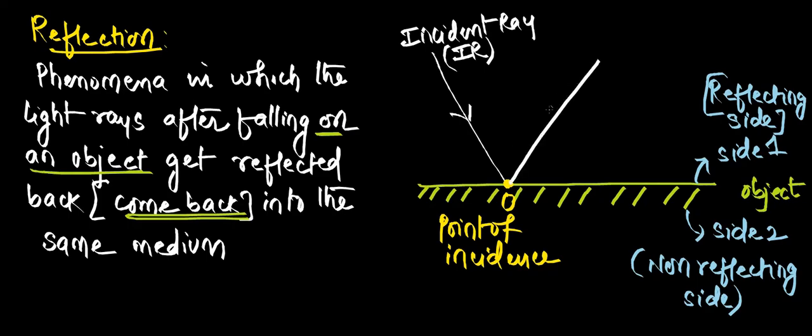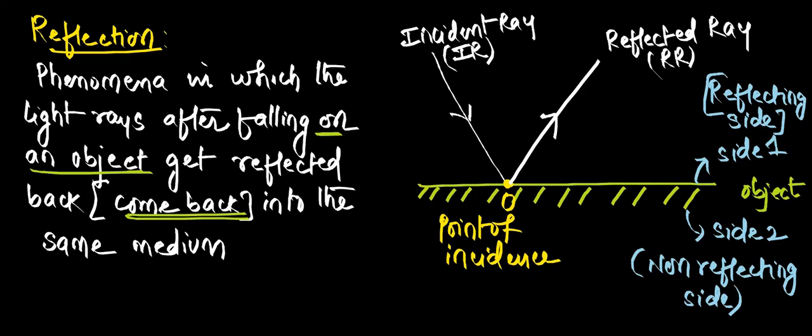It will come back into the same medium but in a different direction. Now what is this called? The ray which is coming after reflection is called reflected ray. It is denoted as RR. Okay, any doubt so far?